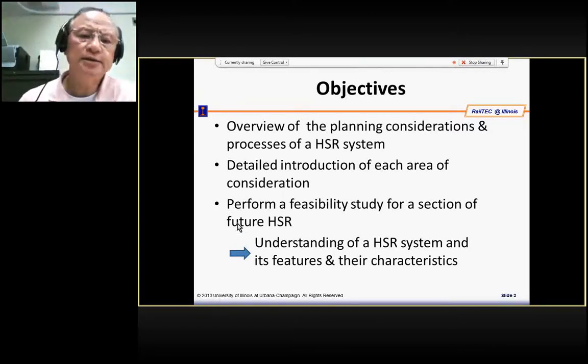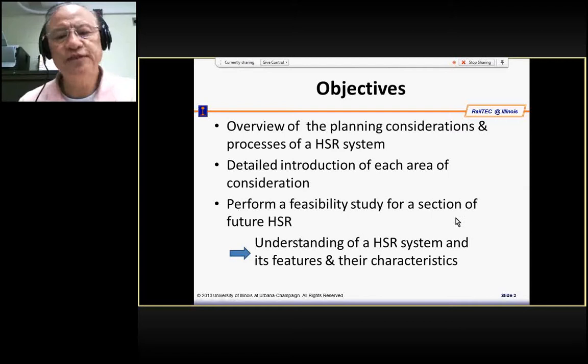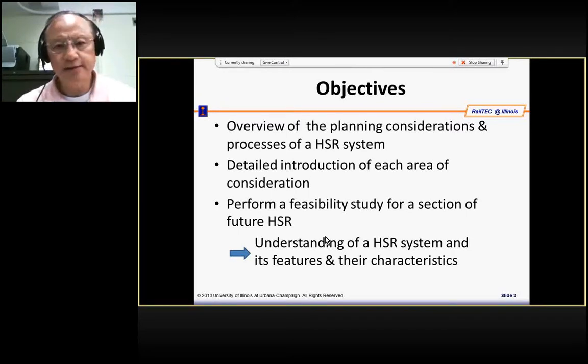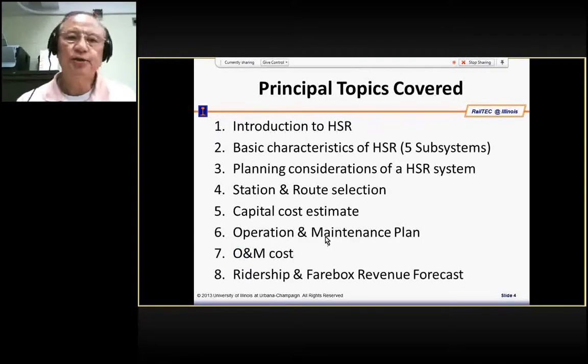And then in this class, we let the students perform a feasibility study of a section of a future high-speed rail which is under consideration. The students can try to apply what they learned in the class to the project. So that's the way this class is taught. Consequently, we organize this class in the following subjects.